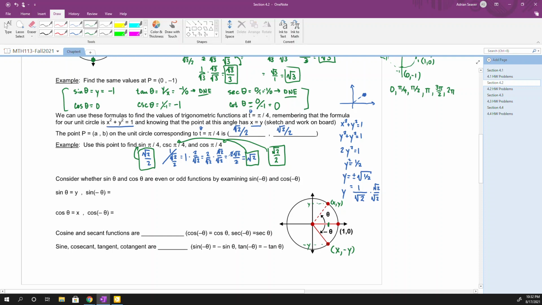Interesting. So in other words, sine of theta is y, then the sine of negative theta is going to be that negative y. Cosine of theta is x. Cosine of negative theta, again, is just positive x.